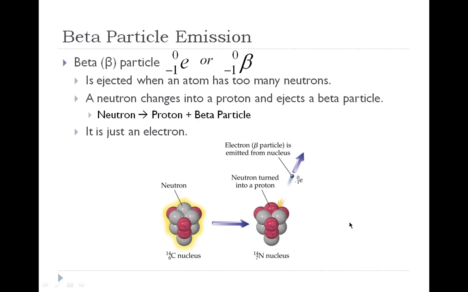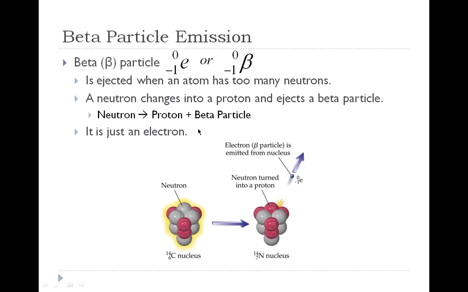Then there's beta radiation. We have 2 different symbols that you'll see depending on the book that you use. There's this symbol, which is with the E, and then this symbol, which is with beta, standing for beta particle. And you notice that the atomic number is -1, and that's because it's not a proton, it's not a neutron, it's actually an electron that's being ejected. And it's ejected when an atom has too many neutrons, so what actually happens is a neutron is literally transformed into a proton plus a beta particle.